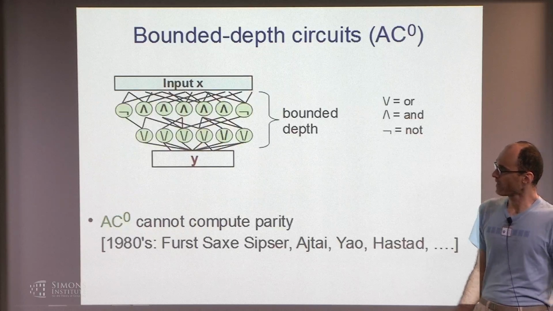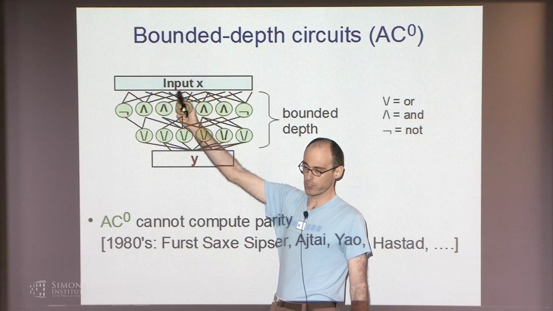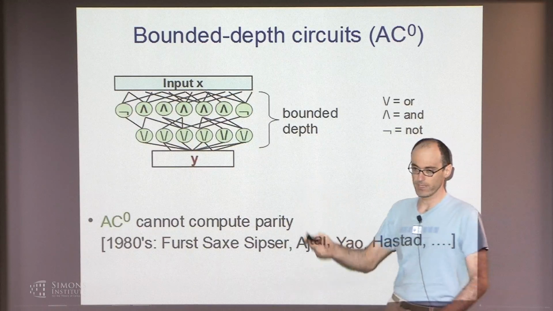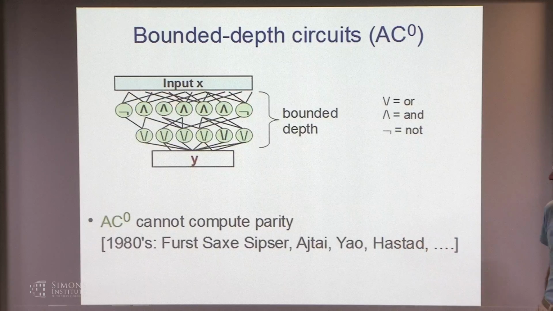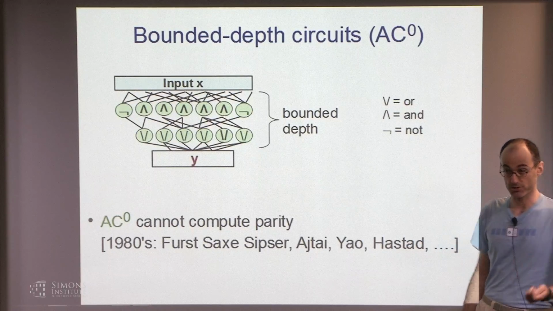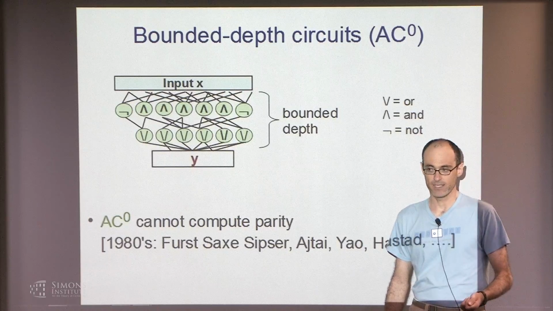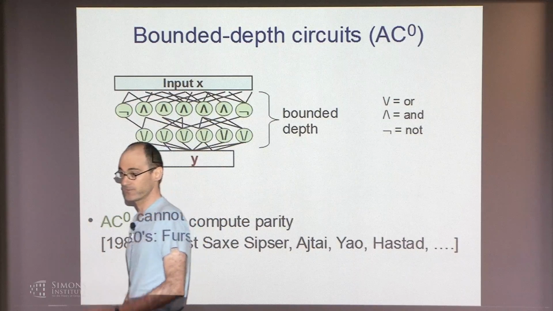So I'm going to draw these circuits with the input x up top and the output y at the bottom, and typically the output will be more than 1 bit because I'm sampling distributions. So although these circuits cannot compute parity, they can do something which is almost as good. They can pretend to be computing parity. They can generate input-output pairs of the parity function.